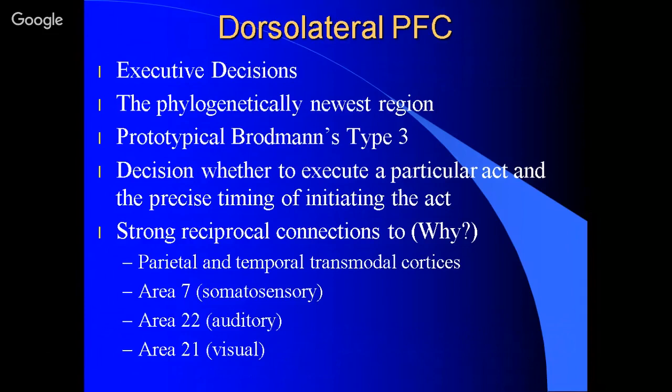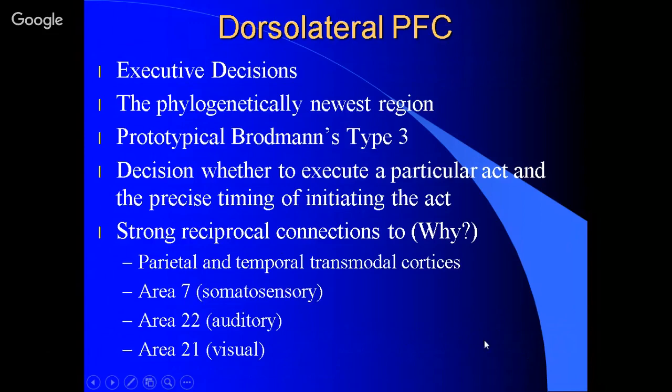So now you want to interfere. What interferes with decision making? When do you make a good decision or a bad decision? It's almost like studying how doctors make decisions, right? All right, dorsolateral cortex, we talked about it last week. It's a prototypical type 3. This is where you make the decisions. All of this stuff comes together.